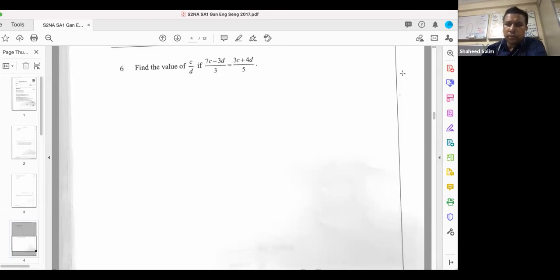You can do or not? Cannot. Shafi can do? Ryan? Okay, I'll give you some clues. First thing, why don't we make them have the same denominator? First thing first. You times this by 5. Times this by 3. Then remember, you must also do the same thing to the numerator, the number on top. You must also times by 3 and 5. So down here times 5. The whole thing times 5.